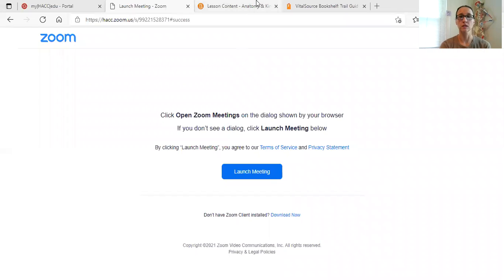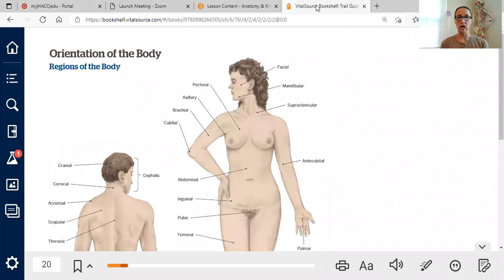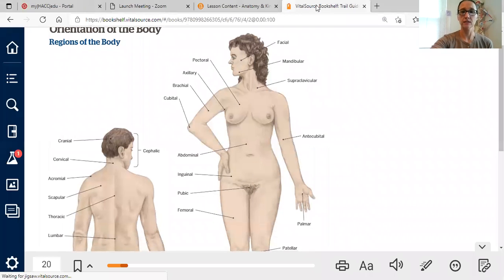You have a Word document that corresponds to this lesson. It just says regions of the body, and it will be right below this video in your module. So we have regions of the body, and we start with an anterior view, which is this view right here. You're looking at the front of the body, that's anterior. And then we have a posterior view, and that's this view right here. And they don't show up on the screen all together. So again, you can just reference page 20 in order to see the whole thing.